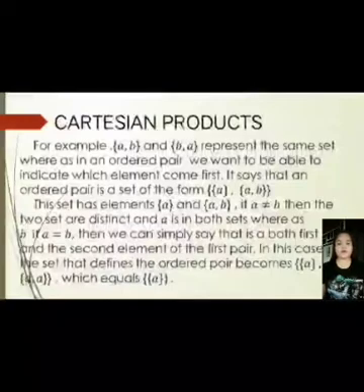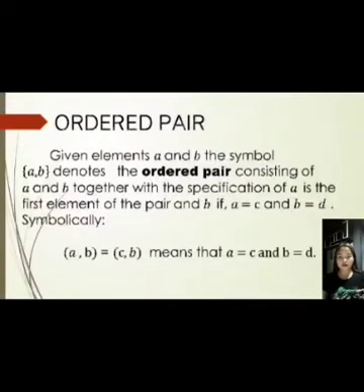Another example of Cartesian product. For example, if A equals {1, 2} and B equals {3, 4, 5}, then the Cartesian product of A and B is {(1, 3), (1, 4), (1, 5), (2, 3), (2, 4), (2, 5)}. Ordered pair. Given elements a and b, the symbol (a, b) denotes the ordered pair consisting of a and b together with the specification that a is the first element of the pair and b is the second. If a equals c and b equals d, symbolically, (a, b) equals (c, d) means that a equals c and b equals d.